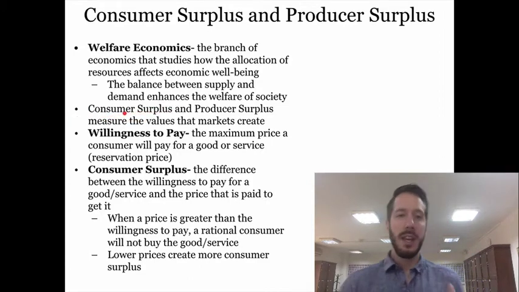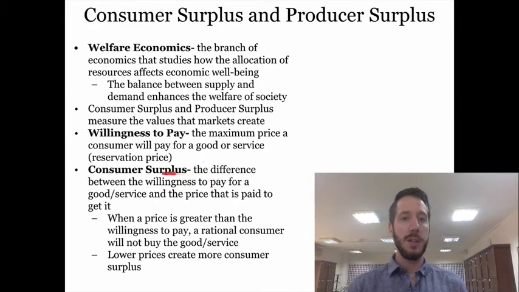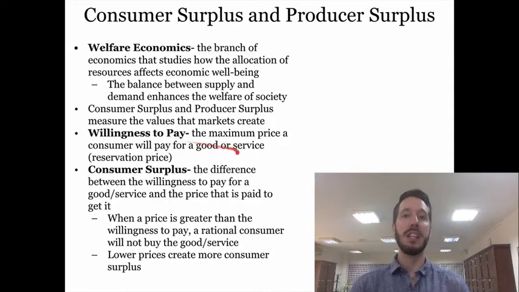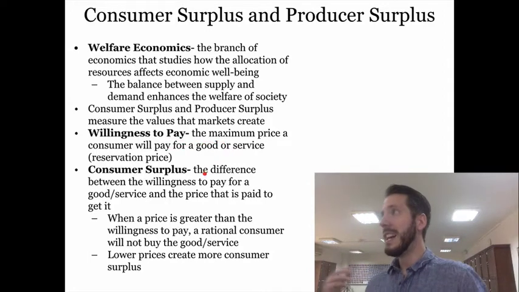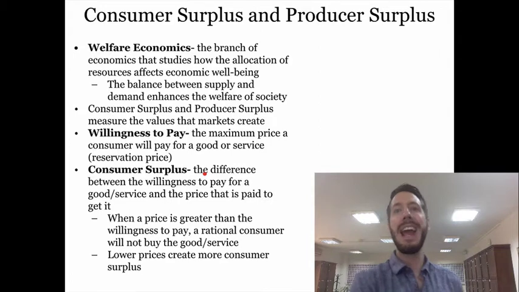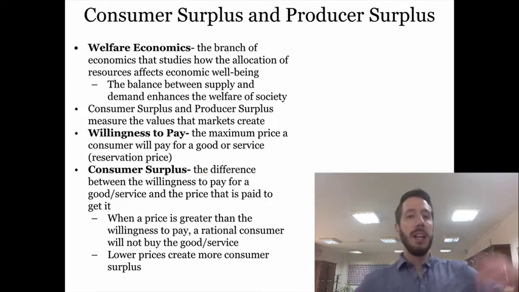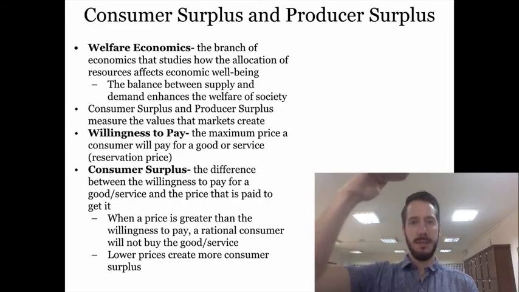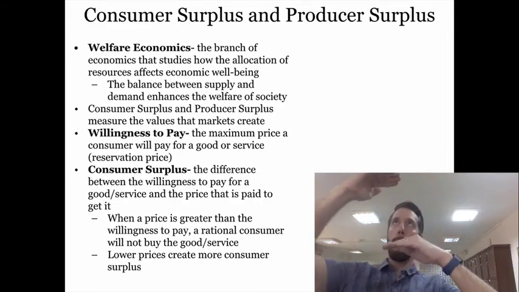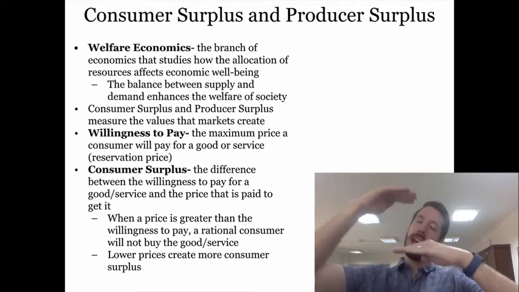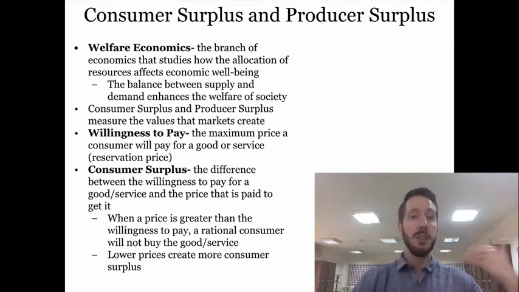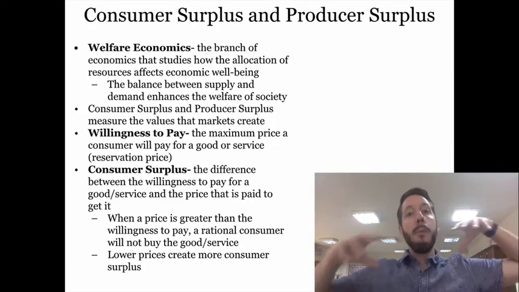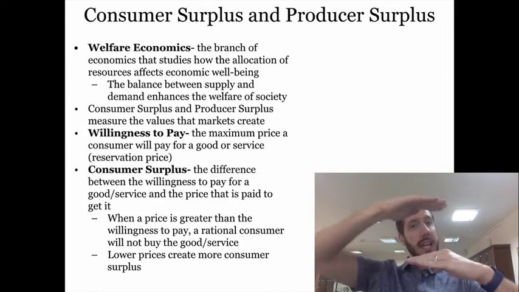First thing you have to do when we're looking at consumer surplus, which is the difference between the willingness to pay for a good and the price that is paid to get it. The willingness to pay is just the maximum price you will pay to get your lawn mowed or get your laundry done or buy a hamburger or buy that car. The idea is you want your maximum price to be much higher than the price you actually pay for a good. And that difference is the consumer surplus. So when a price is greater than your willingness to pay, you're obviously not going to buy it because it's over your maximum. But when you have a lower price than that, that creates that consumer surplus.